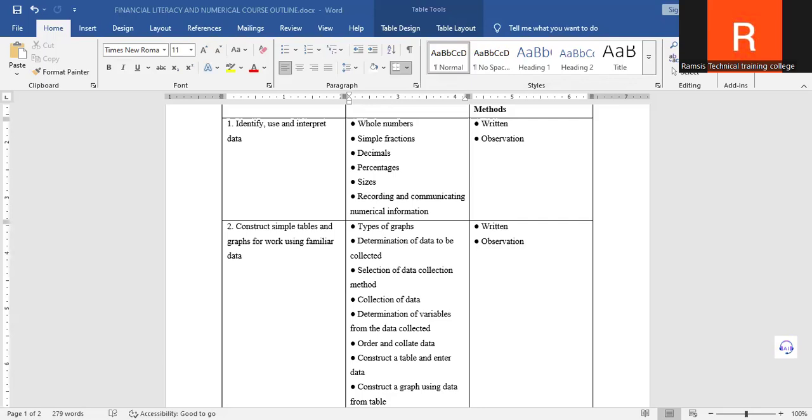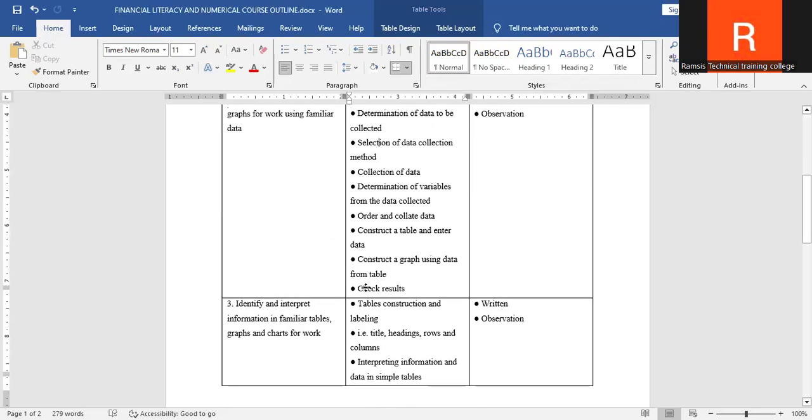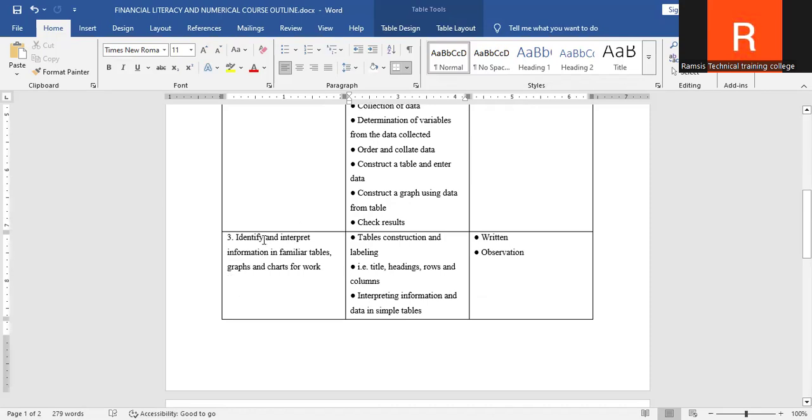There's topic 3. Topic 3 is now identify and interpret information in familiar tables, graphs, and charts for work.